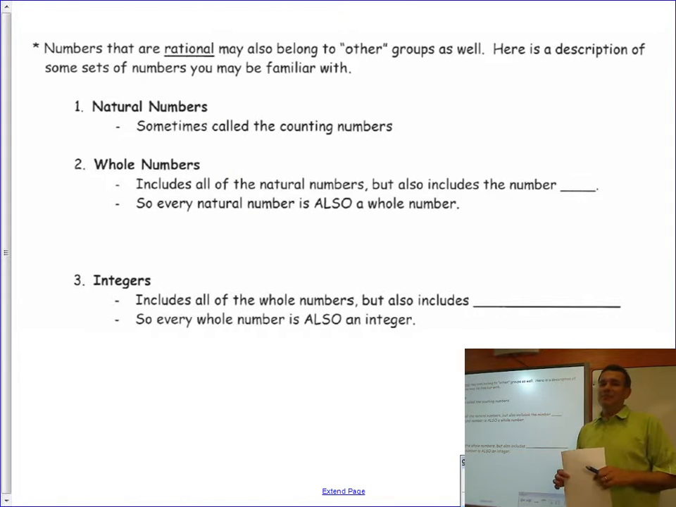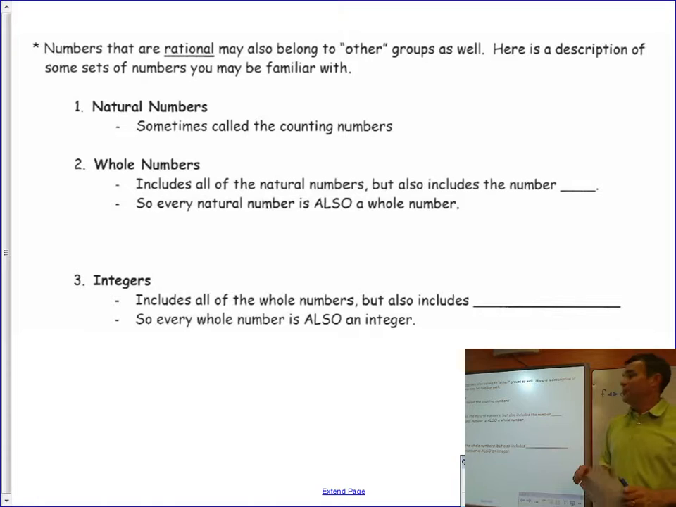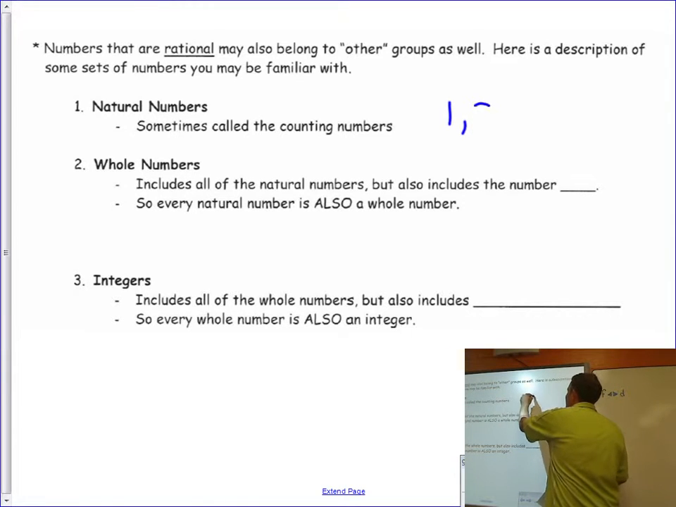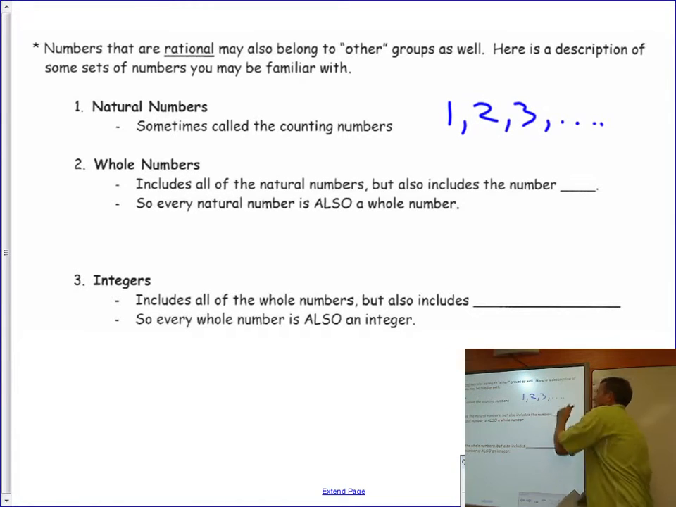However now, numbers that are rational might belong to other groups also. These are groups I'm sure you're familiar with, but we're going to go over them real quickly as a review. We got 3 sets of numbers you can see on the screen: natural numbers, whole numbers, and integers. Natural numbers are the numbers 1, 2, 3, and so on. The big thing is they do not include the number 0.